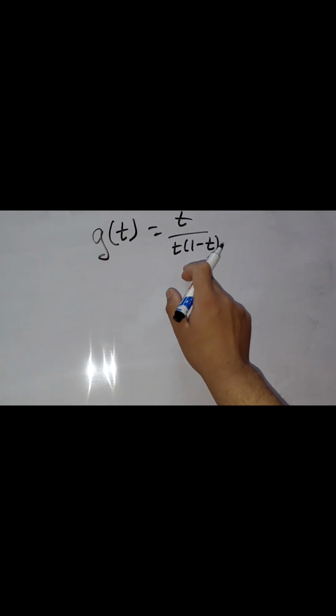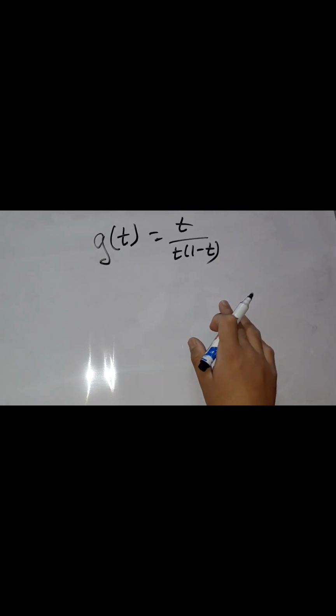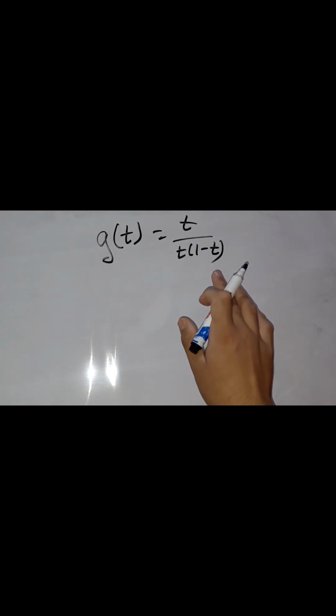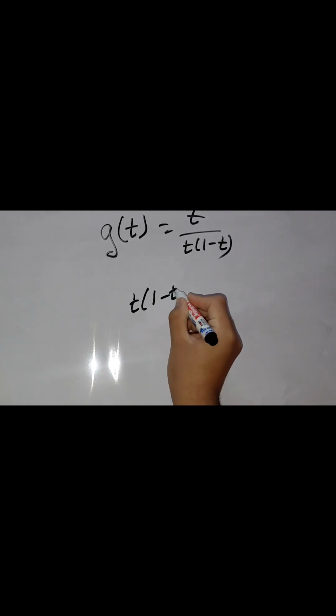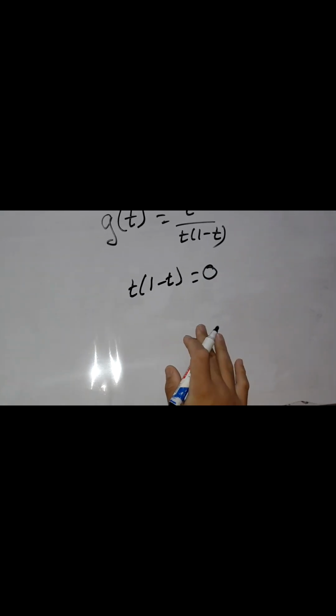Now what I said is, in a fraction, what happens if there is 0 in the denominator? If 0 is in the denominator, the domain does not exist. So when will this happen? Here we have t(1 minus t) as the denominator. At what condition does this equal 0? If the denominator t(1 minus t) equals 0.